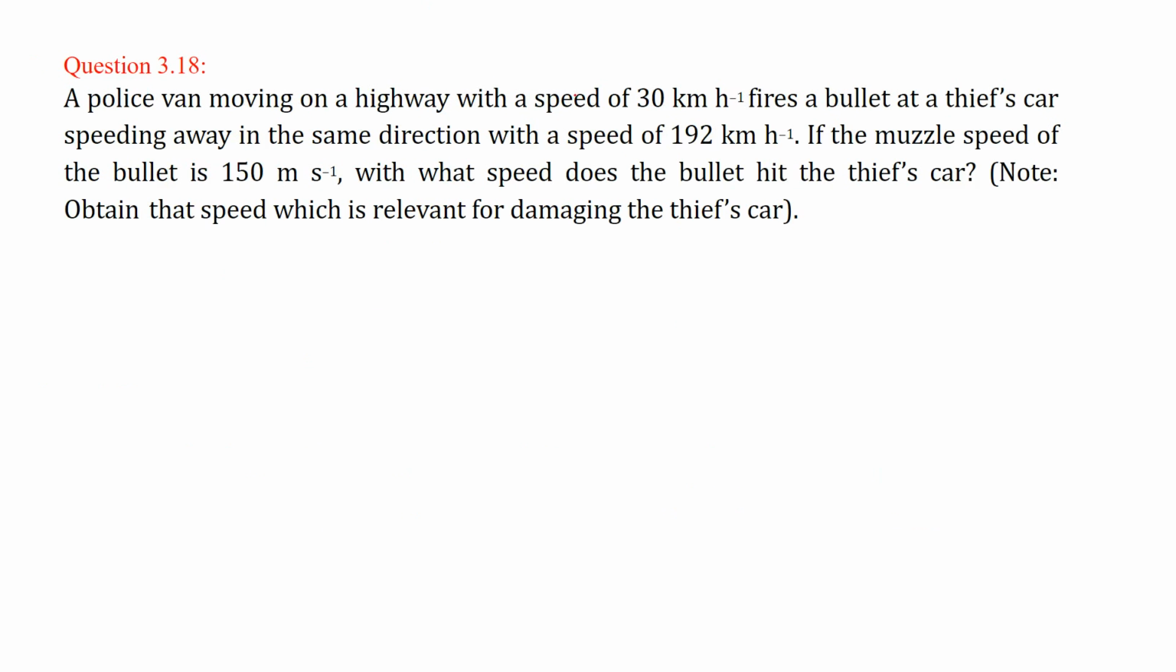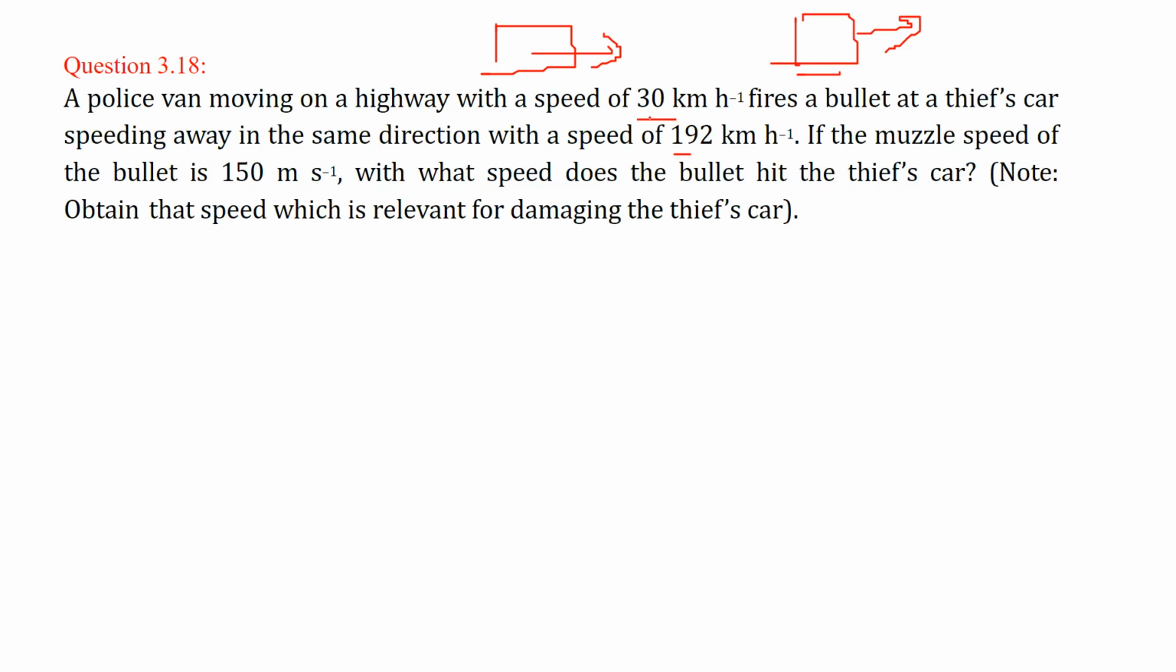A police van moving on a highway with a speed of 30 km per hour fires a bullet at a thief's car. So the police is here, the thief is here, it is firing some bullet, the thief speeding away in the same direction. So both are moving in the same direction. Now the bullet speed is 192 km an hour, which is this speed, and the speed of the thief car.